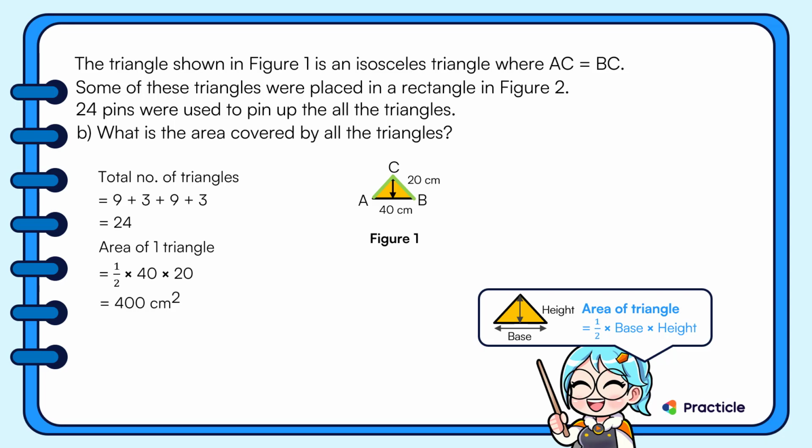And now that we know the area of one triangle, can you guess what we are going to do next? Yep, let's find the area that's covered by all the triangles. And all we need to do is to multiply the area of one triangle by 24. And this gives us an answer of 9,600 square centimeters.